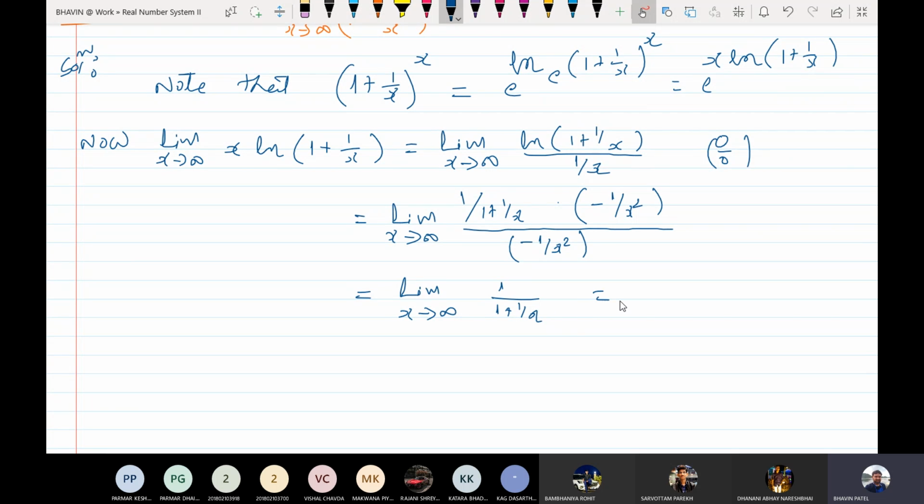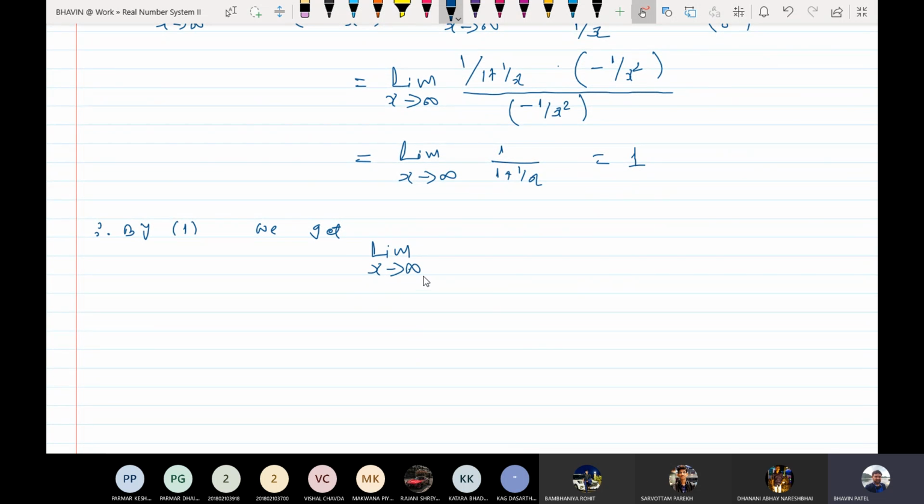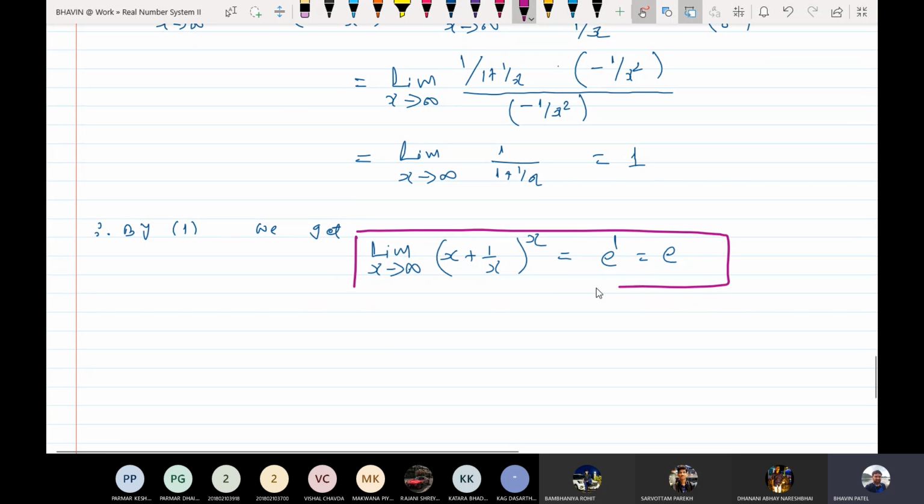So x tends to infinity, 1 by x tends to 0. So this is 1. Okay, so limit x tends to infinity of x ln(1 plus 1 upon x) is 1. Therefore, we get limit x tends to infinity (1 plus 1 by x) raised to x is equal to e raised to 1, as this answer is 1. So the answer limit is e raised to 1. Clear? Yes, sir.